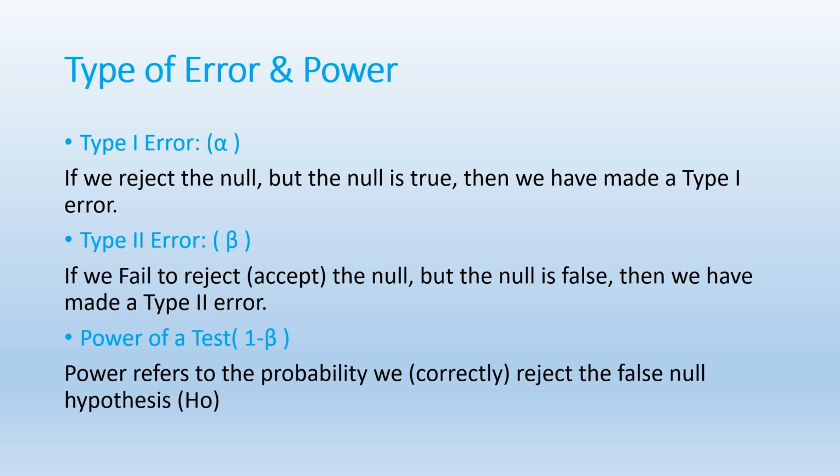Types of error and power. Type 1 error, alpha: if we reject the null hypothesis but the null hypothesis is true, then we have made a type 1 error. Type 2 error: if we fail to reject the null hypothesis but the null hypothesis is false, then we have made a type 2 error. Power of the test: power refers to the probability that we correctly reject a false null hypothesis.